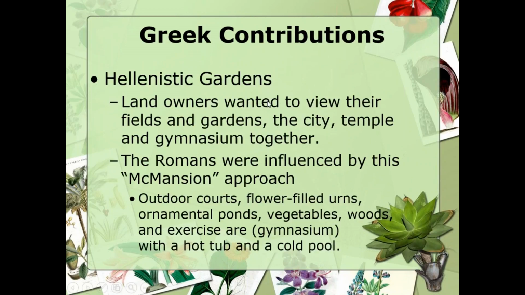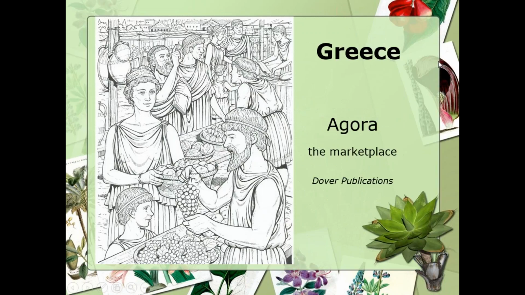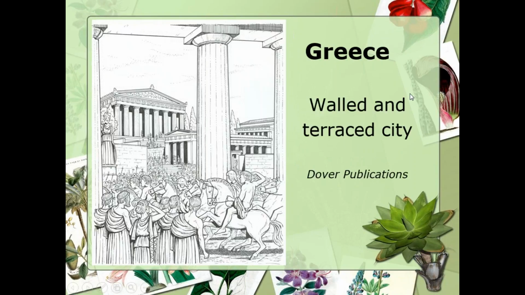Hellenistic gardens, landowners wanted to view their fields and gardens and the city temple and gymnasium together. Romans were influenced by the McMansion approach: outdoor courts, flower-filled urns, ornamental ponds, vegetables, woods, and exercise with a hot tub and a cold pool. So the agora and the marketplace. Walled and terraced city.